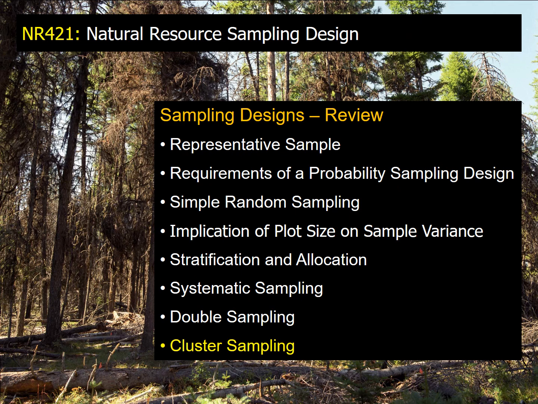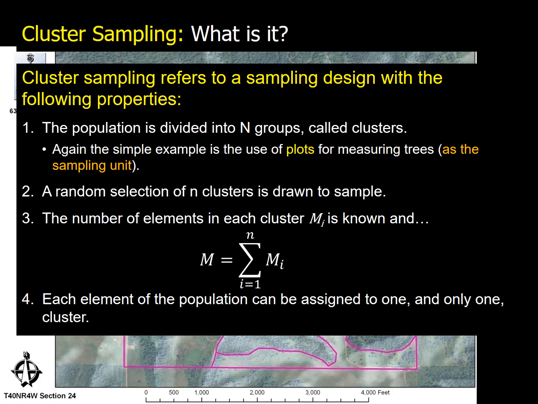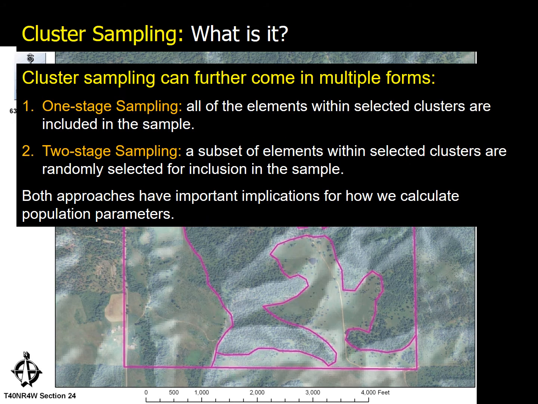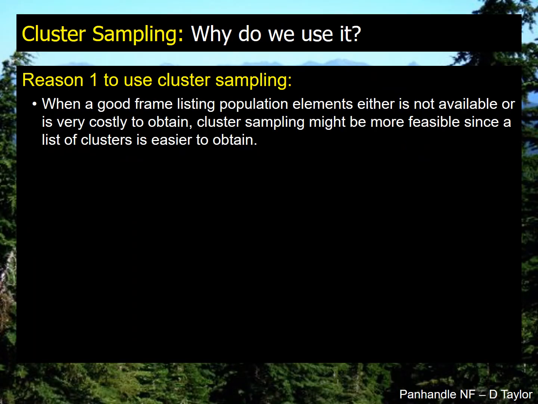Now let us look at our last way of selecting sampling units through cluster sampling. With that in mind, cluster sampling refers. When it comes to performing cluster sampling designs, we have two reasons. The first reason we use it is when the frame we place around the population does not allow us to create a good list of sampling units. Cluster sampling might be more feasible since a list of clusters is easier to obtain.